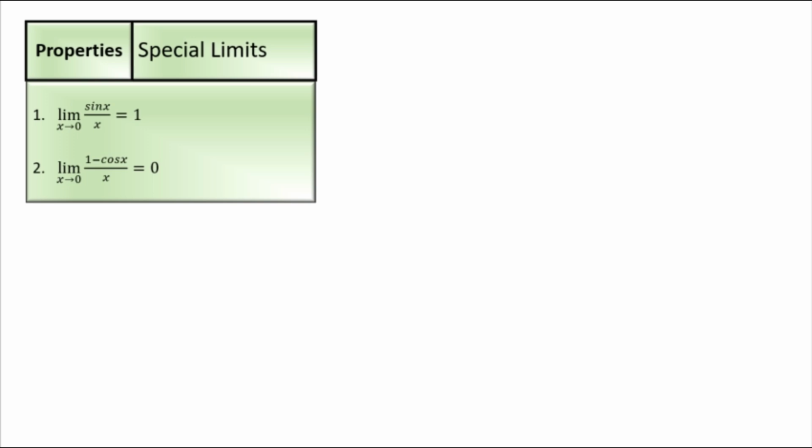Therefore, here is our special limit. Number 1, the limit of sine x over x as x approaches 0 equals 1. The proof of this result was shown a while ago. Number 2, the limit of 1 minus cosine x over x as x approaches 0 equals 0. And why is that? Well, that is what we will show today.